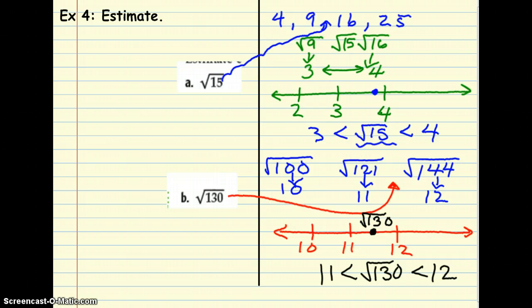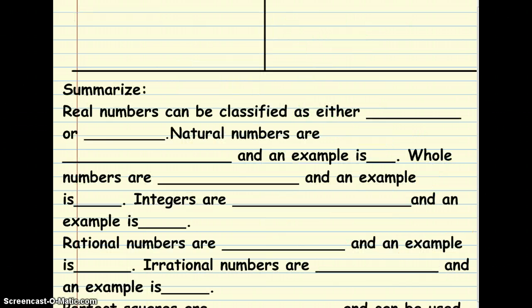So now that we've had our 4 examples, now's the time for you to write a summary. So we want our summaries to be anywhere between 3 and 5 sentences. So we've got it started for you, and you're going to fill in the blanks looking back at the notes that we wrote. So real numbers can be classified as either blank or blank. Natural numbers are blank, and an example is. And then you're going to continue to write these sentences down and fill in the missing blanks.